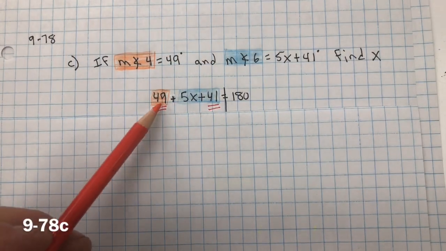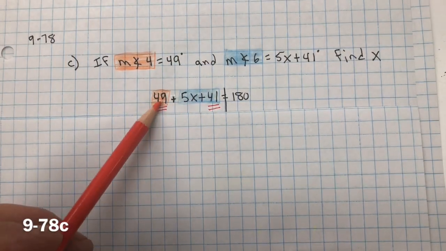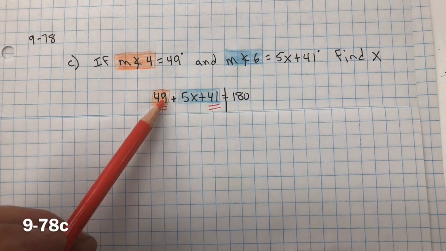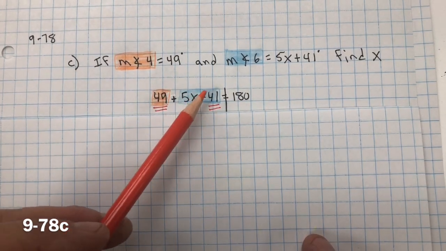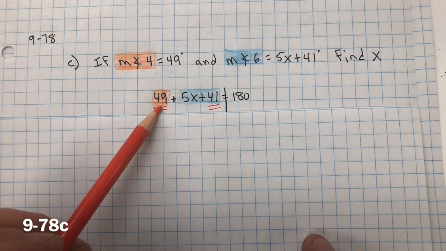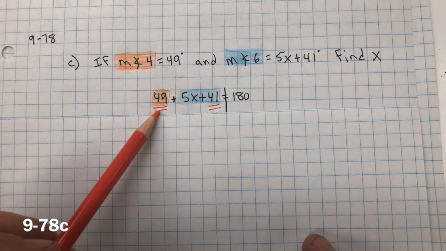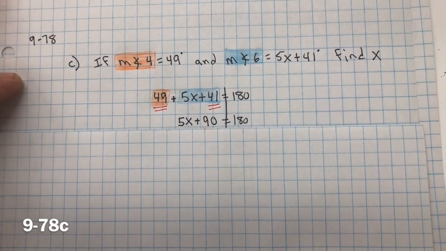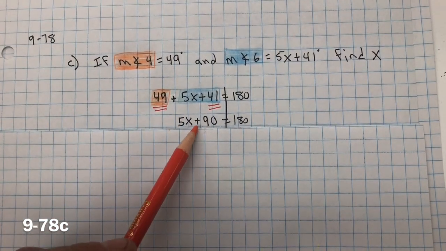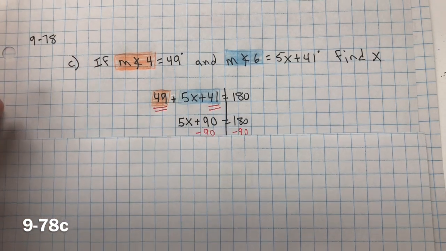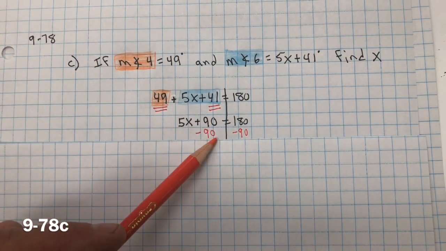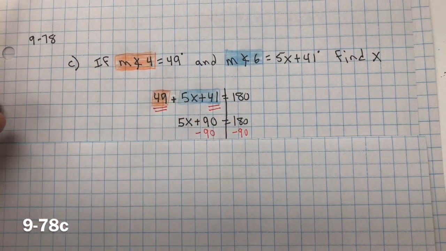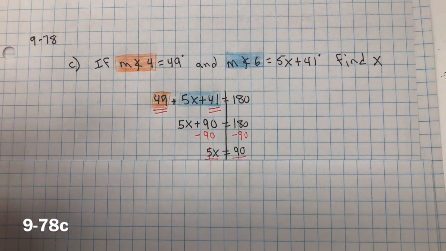So now that I know that same side interior angles, the sum of them equal 180 degrees, orange plus blue is going to equal 180. Now I can combine like terms. 49 plus 41 equals 90. Inverse property of addition is subtraction, so I'm going to subtract 90 from both sides. Zero pair. 180 minus 90 equals 90.